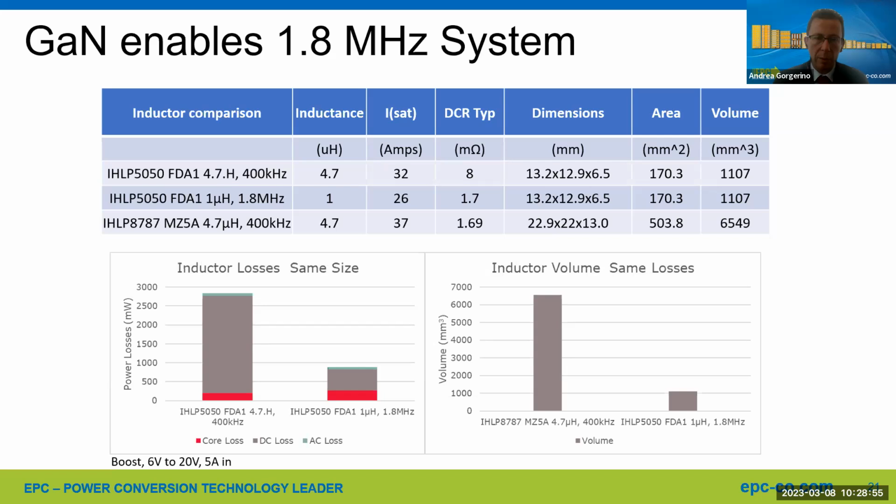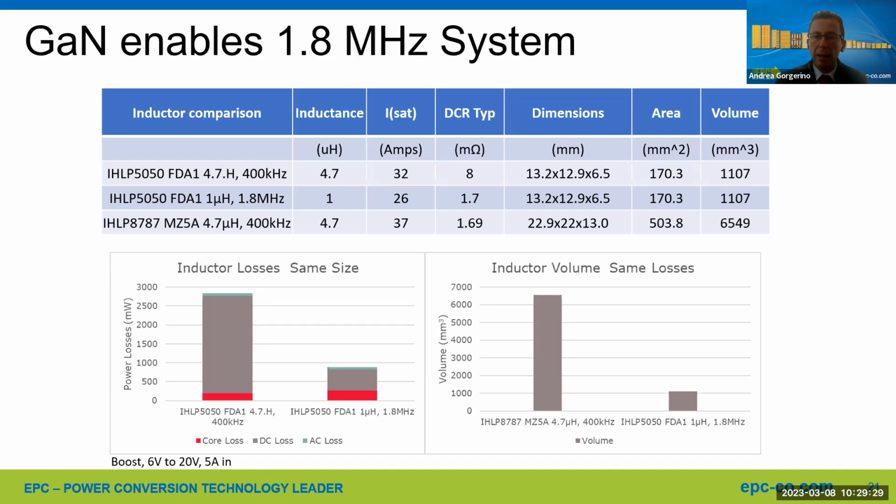I put it in the charts in the bottom here. Basically, on the left-hand side, you have the case where we keep the same size for the inductor, and we just see what is the maximum efficiency improvement or reduction in loss that we can get. And it's massive. You go from 2.8 watts down to less than 1 watt. So basically about a third of the losses of the original design. And again, you have increased the switching frequency. So you can have a huge improvement in efficiency and in size.